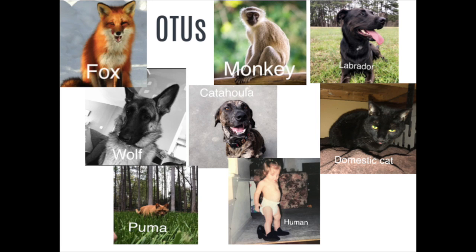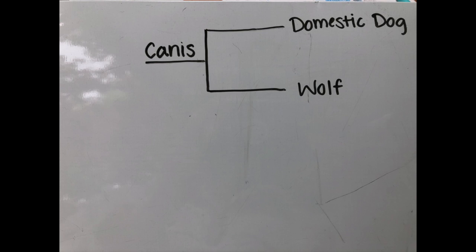We can start by grouping the animals we can very closely see are the most closely related, like the black lab and the catahoula, which should be the closest related as they are both domestic dog species. Now, the closest thing to them would be the wolf, obviously, right? Because they are both canines, but they are different enough to say that they branched off at some common ancestor.